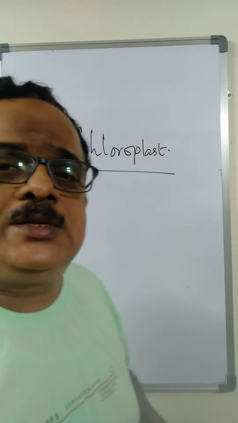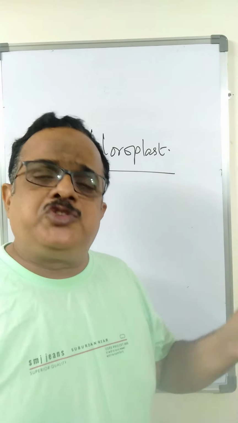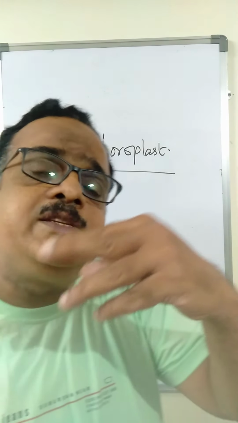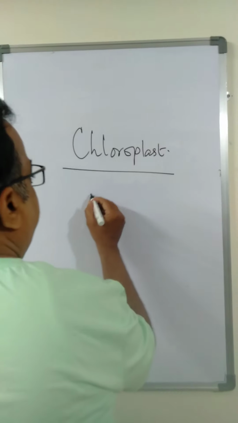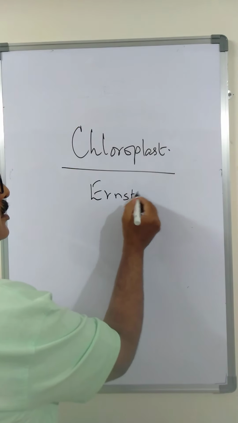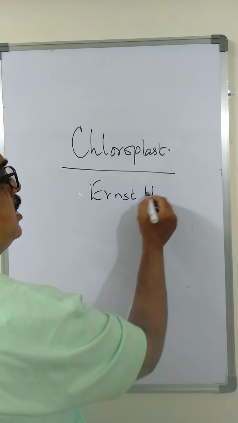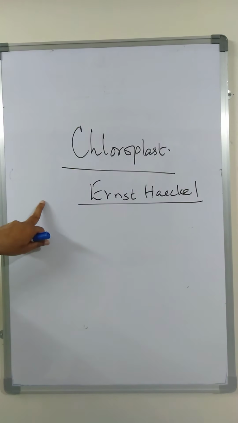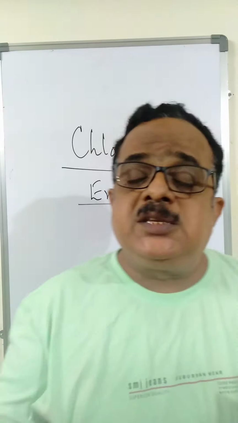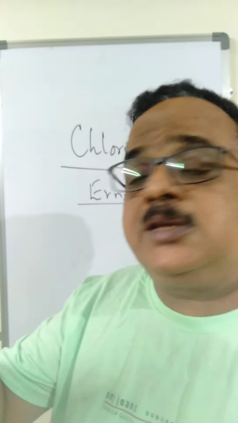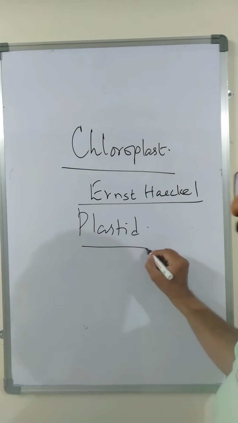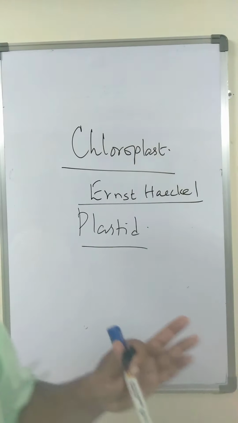So, chloroplast structure in plants. First we should know who discovered this cell organelle. One physiologist by the name Ernst Haeckel, a cytologist as well as a physiologist, discovered this structure, chloroplast, for the first time. And basically chloroplast is a type of plastid.